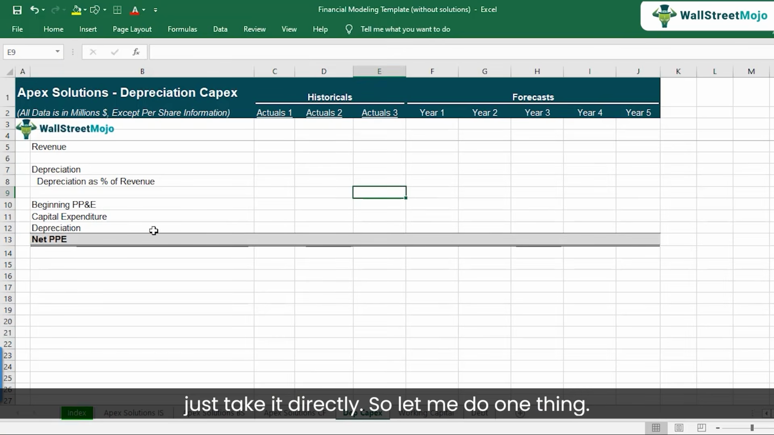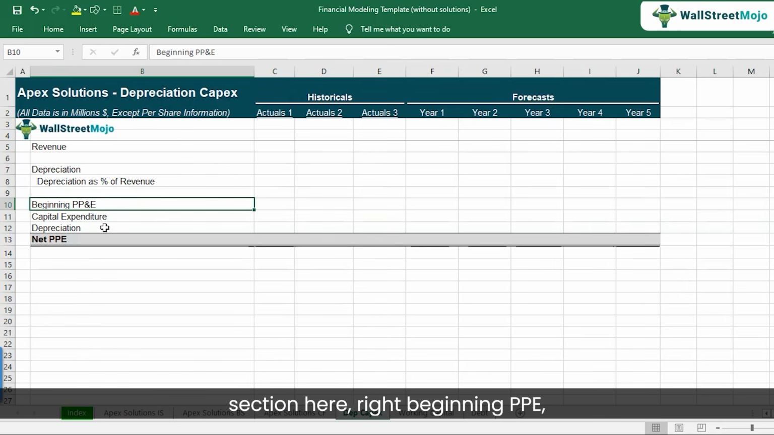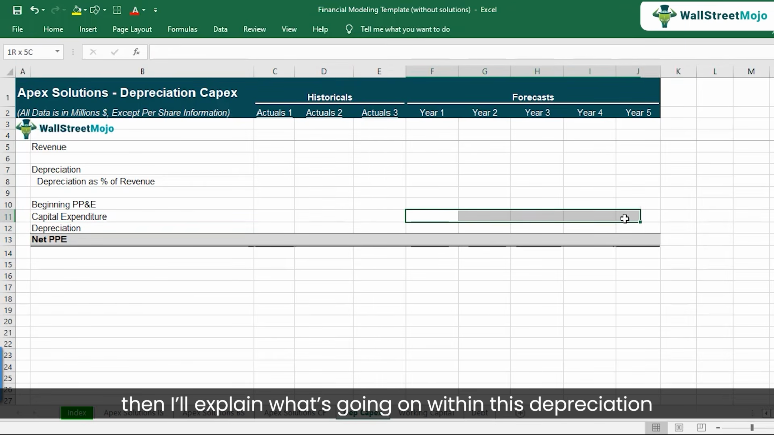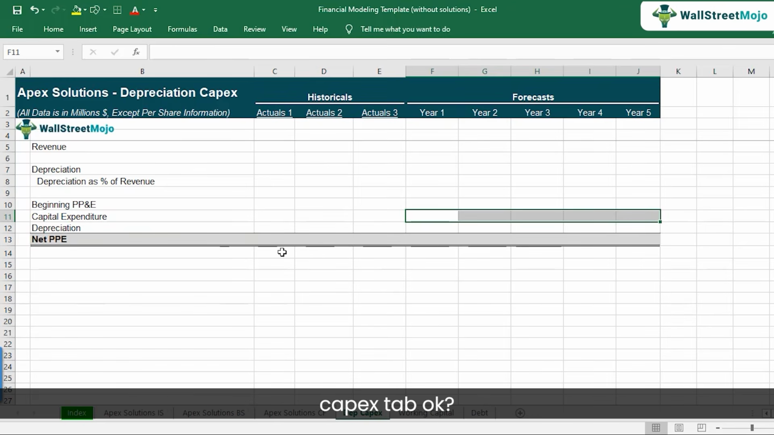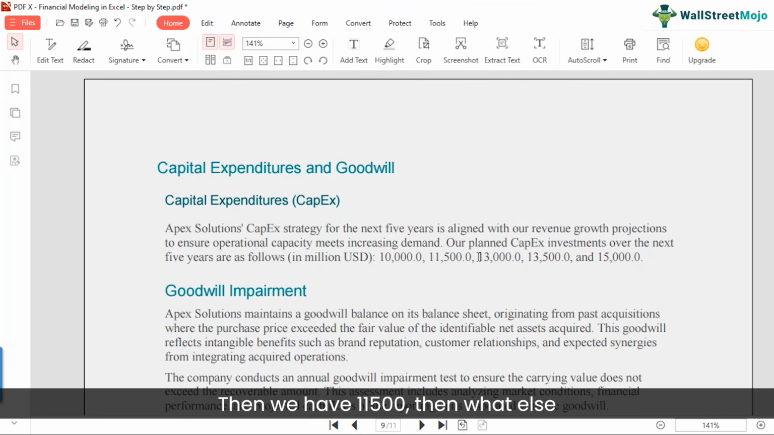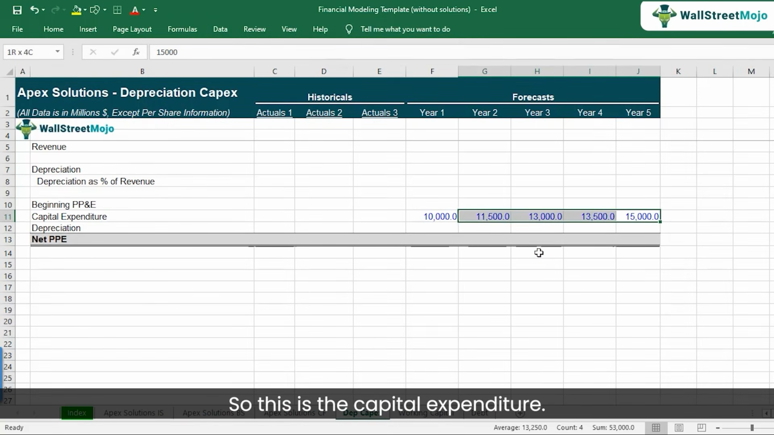So let me do one thing. We have this section here: beginning PPE, capital expenditure, depreciation, and net PPE. First thing first, I'll put these numbers here. Then I'll explain what's going on within this depreciation capex tab. So this is 10,000, then we have 11,500, 13,000, 13,500 and 15,000. So this is the capital expenditure.